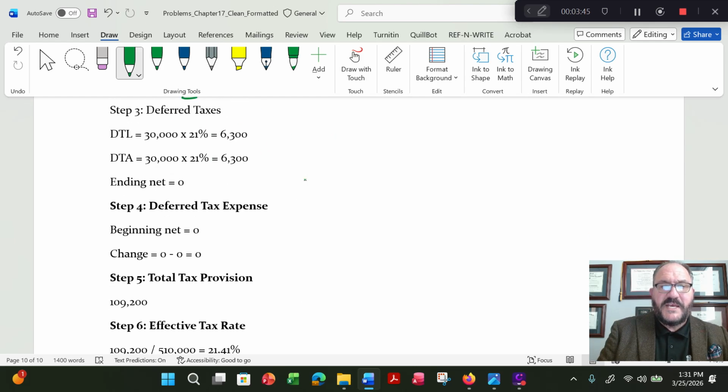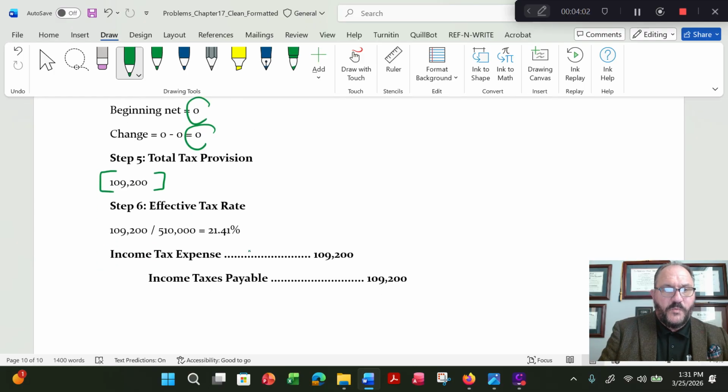Now we have a deferred tax liability and deferred tax asset, so that nets to zero, right? So our beginning net was zero, our change was zero. So total tax provision is the 109 just the way it was. Okay. Effective tax rate is the 109 divided by the 510,000, 21.41%. And you could see there's no deferred, no DTA or DTL in this case.